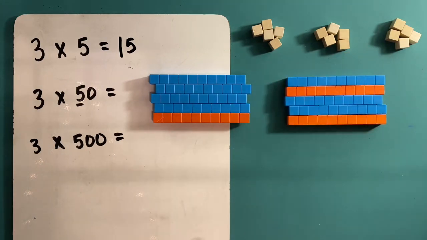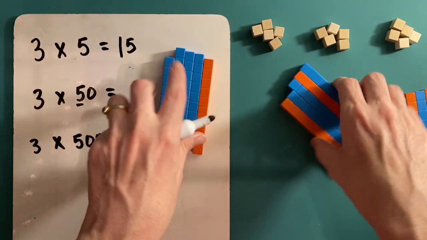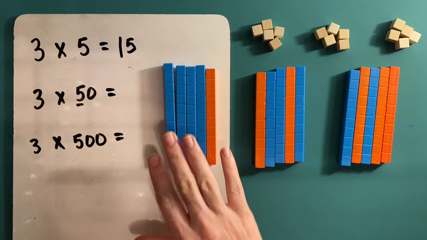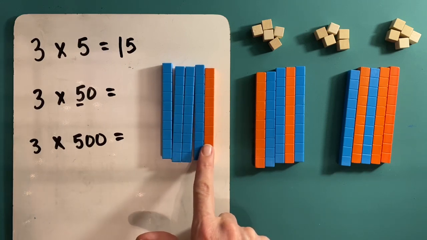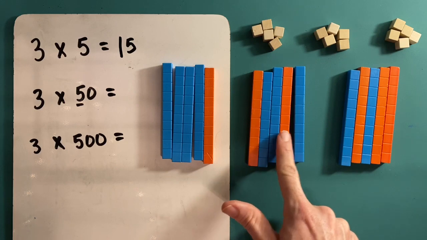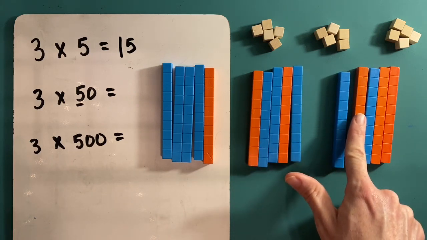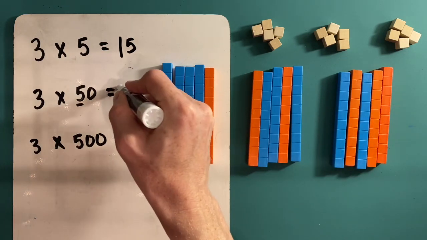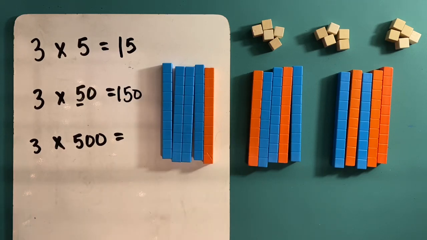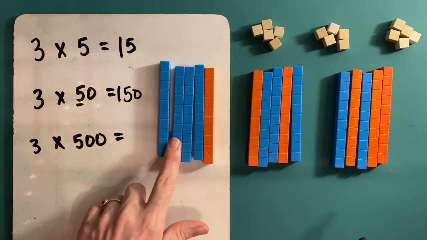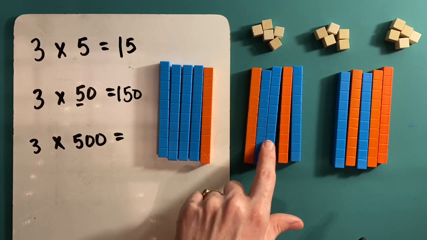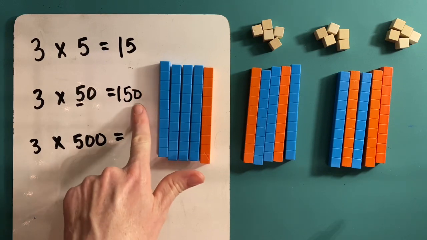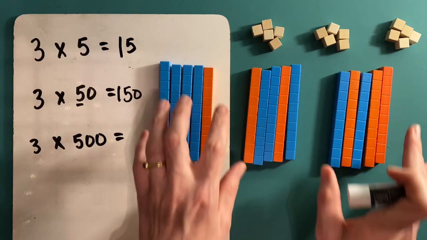1, 2, 3. I'm going to turn them this way so I have enough space. So now how many do I have all together? Well, 10, 20, 30, 40, 50, 60, 70, 80, 90, 100, 110, 120, 130, 140, 150. Another way that I could look at that is I could say there's 1, 2, 3, 4, 5, 6, 7, 8, 9, 10, 11, 12, 13, 14, 15 groups of 10 and add my 0 at the end.